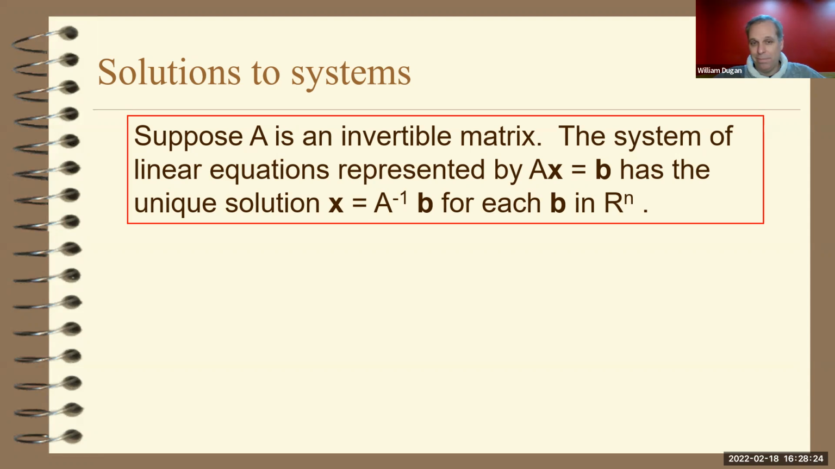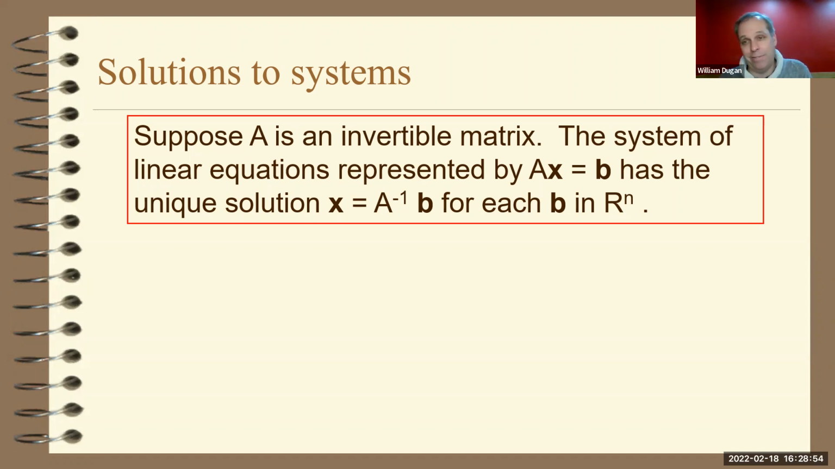If you have a linear system where A is an invertible matrix, that's the coefficient matrix of the system, then the system represented by the equation AX equals B has one and only one solution, and it is X equals A inverse times B. And that's true for every vector B in Rn. So it doesn't matter what the constants are in B, you're always going to have a solution. It's always found by just multiplying B on the left by A inverse.